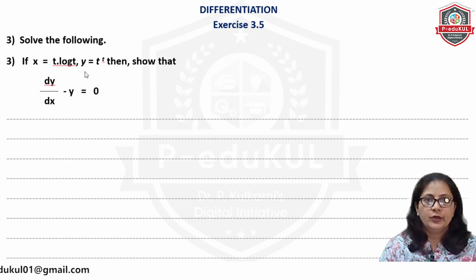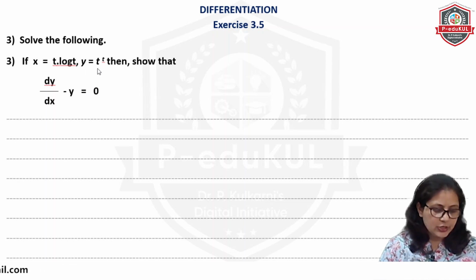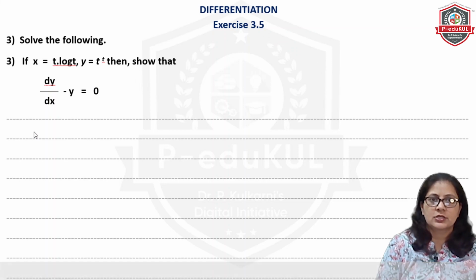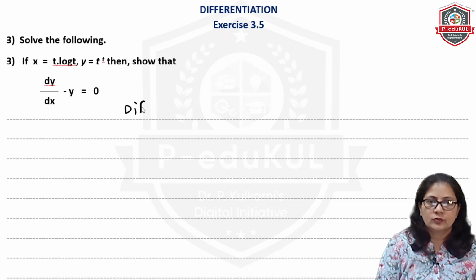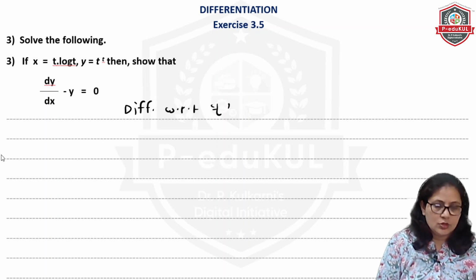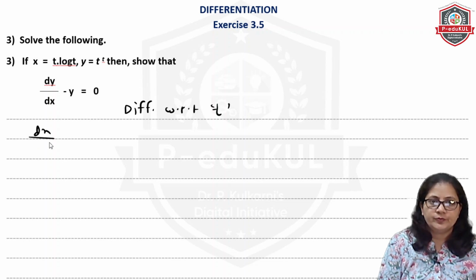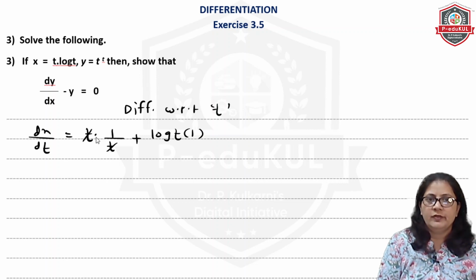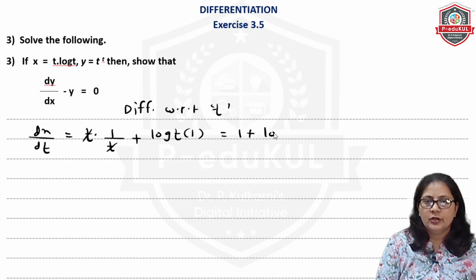x is equal to t into log t and y is equal to t raised to t. Then we have to show that this. So again we will differentiate with respect to t. So dx by dt is equal to t into 1 upon t plus log t into 1. So this t will get cancelled. You will get here 1 plus log t. That is my first derivative.